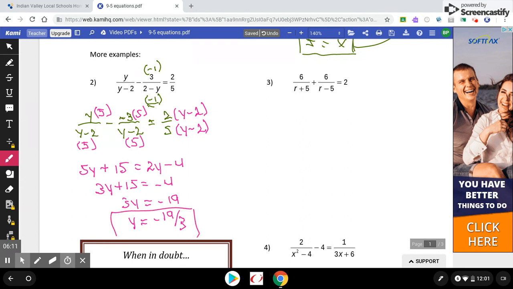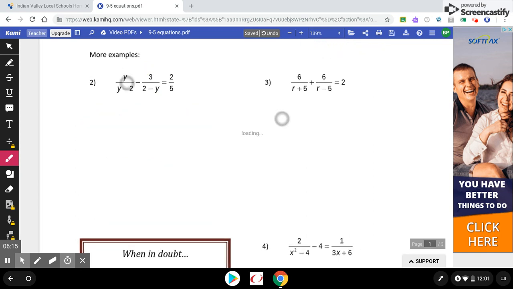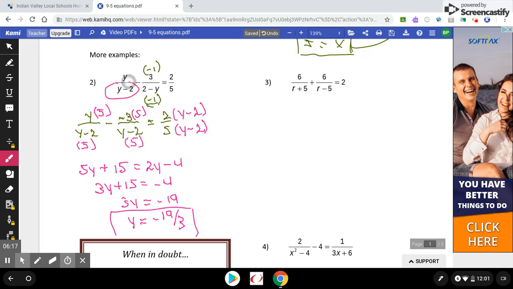So you've got to be careful, though. Let's go back up to the original problem. Probably should have done this first. It said y minus 2. And this guy said 2 minus y. Either way you look at it, if you were to plug a 2 in there, I would have got 0 on the bottom, and that would have been a no-no. But I did not get 2 for an answer, so negative 19/3 is just fine.